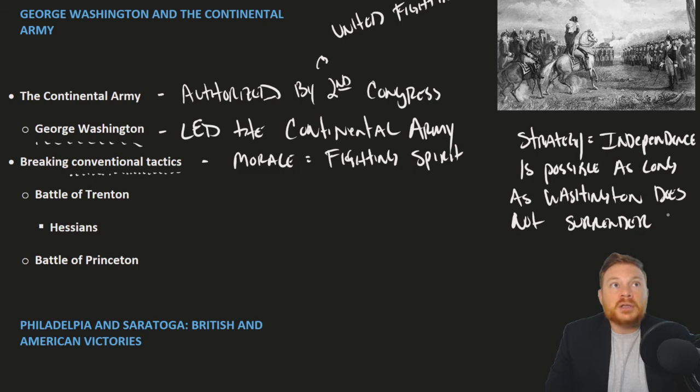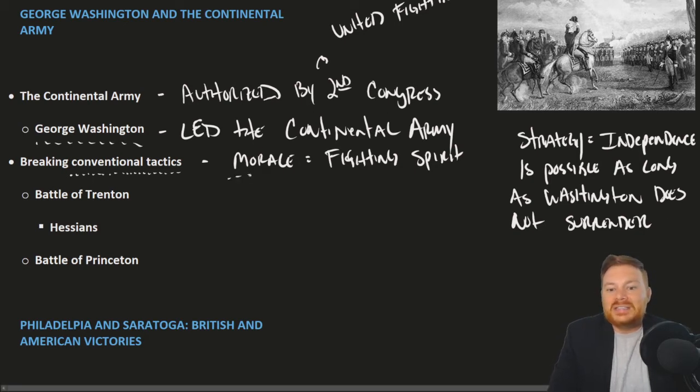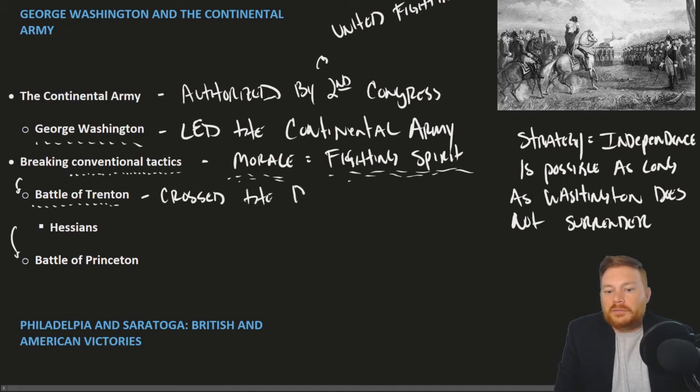But always running and always losing battles is not good for the fighting spirit. It doesn't get a lot of people to enlist in the army. It doesn't really motivate your troops to want to go out there and put their lives on the line if they just lose every single time. So by breaking conventional tactics at the Battle of Trenton and at the Battle of Princeton, the Battle of Trenton is probably the best example. This was where Washington and his men crossed the Delaware River on Christmas Eve.